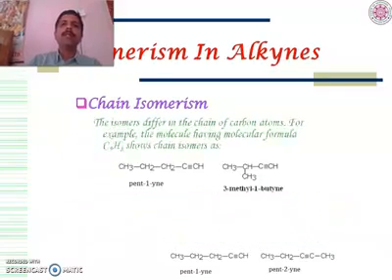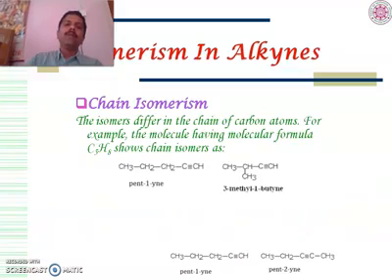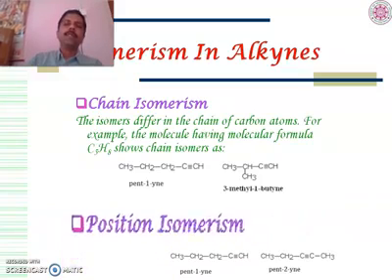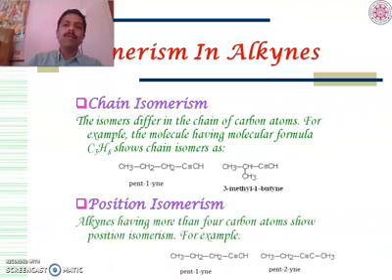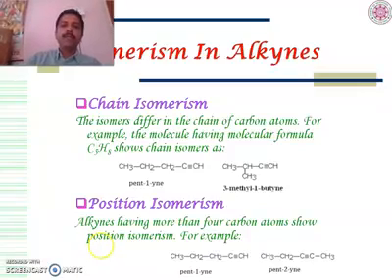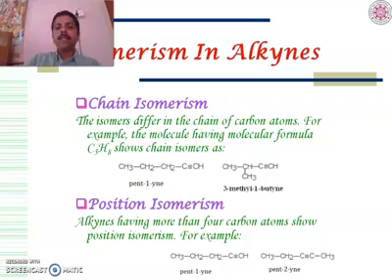Now, isomerism in alkynes. There are two types of structural isomerism shown by alkynes. One is chain isomerism and another is position isomerism. In chain isomerism, we have seen here pent-1-yne and 3-methyl-1-butyne. Both have the same formula, but the structural difference is seen here. One is straight, and here the hydrocarbon part becomes branched.